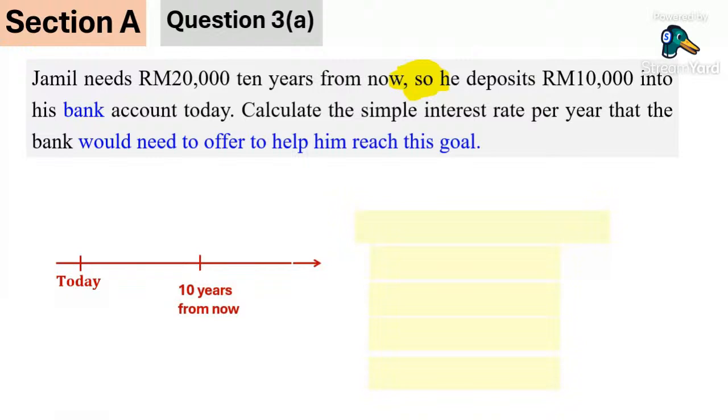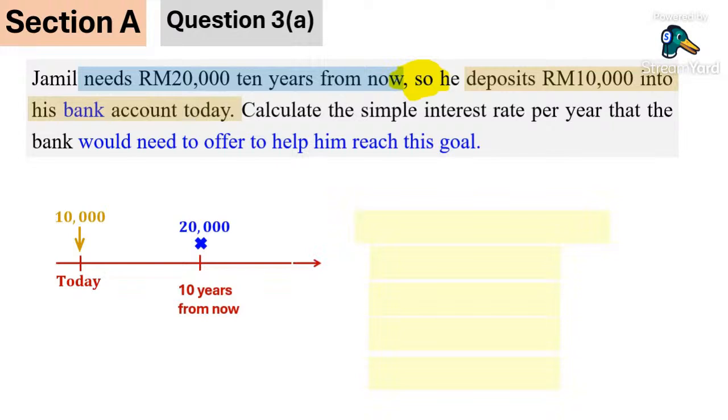Okay. So continue. We want to calculate the simple interest rate per year that the bank would offer him to help him reach this goal. Let's see how we do the calculations now. First of all, Jamil needs 20,000 10 years from now. That means after 10 years, he needs to have 20,000 in his hand or in his account. To achieve this, he takes the action of depositing 10,000 in his bank account today. Helpful or not, we don't know, but he tried to do some action there.